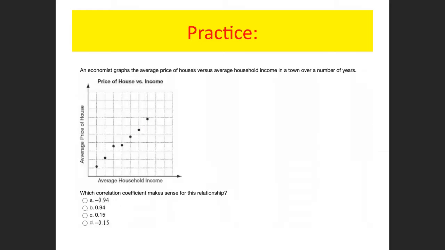In this one, this is really pretty close to 1. So I'm going to go with 0.94. And again, you know it can't be negative. So A and D have to go out. And 0.15 is not very good correlation at all, but this is pretty good. So we'll go with that.